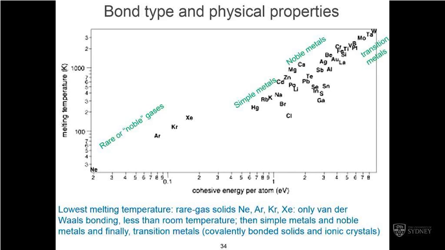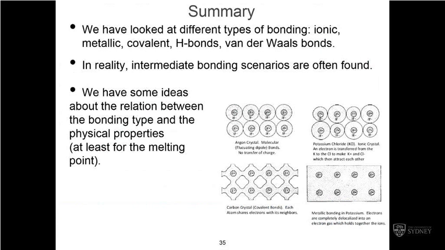All right, so I've just got a summary here of the kinds of bonding that you've been introduced to and that you'll need to know. We've got the 5 types of bonding: ionic, metallic, covalent, hydrogen bond, van der Waals bonds. As I said before, in reality things are not so clear-cut. It's usually some kind of mixture between types of bonding that you'll have in reality.